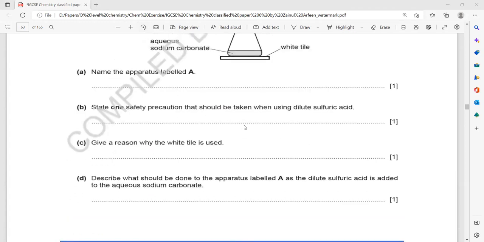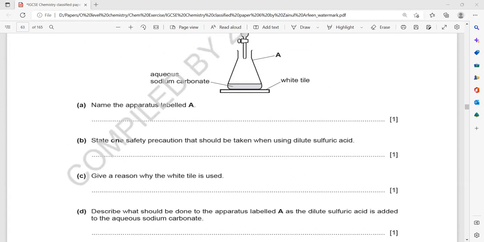Give a reason why the white tile is used. What is the reason for using a white tile? So we can easily see the colour change. To see the colour change.